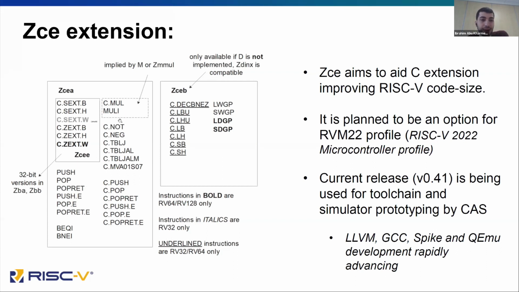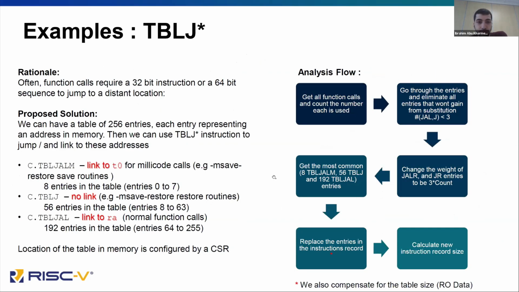The two instructions that save the most code size are called table JAL and push pop. The extension is at the moment being developed, with toolchain and simulator support from CAS, and LLVM, GCC, Spike, and QEMU are already developing pretty rapidly.